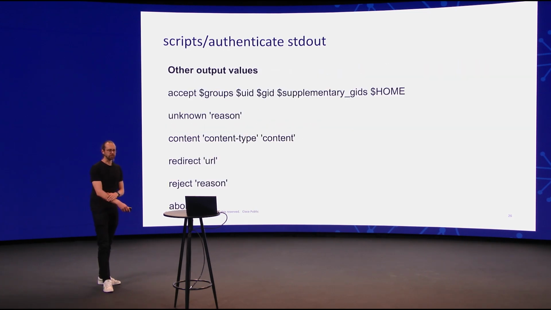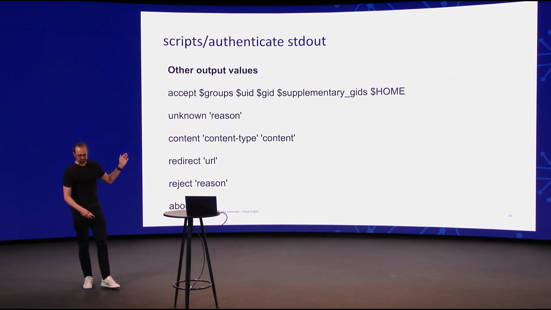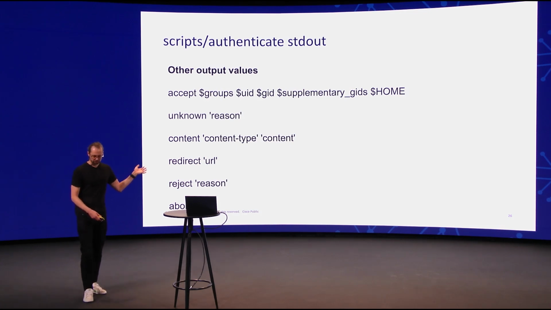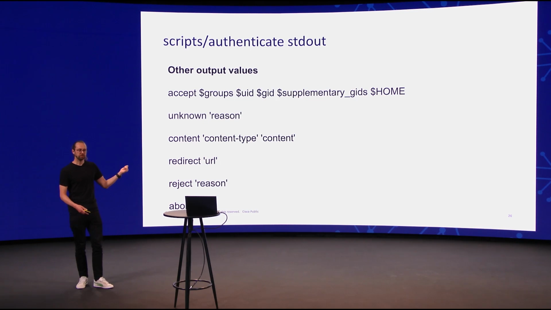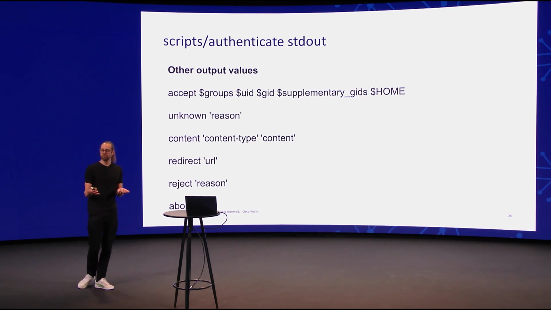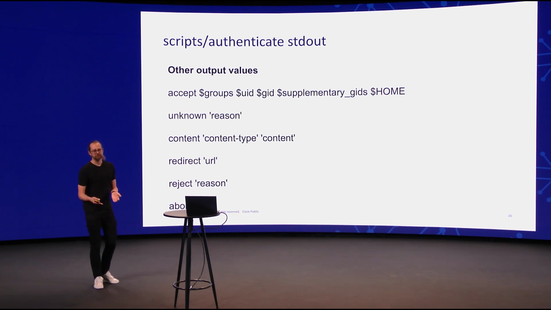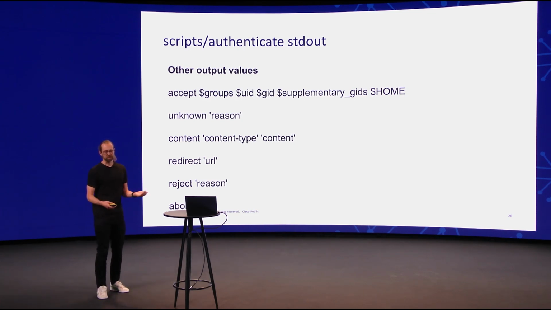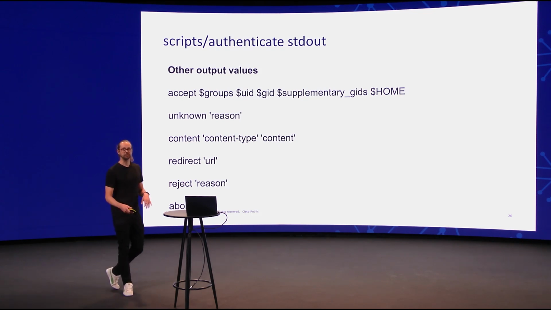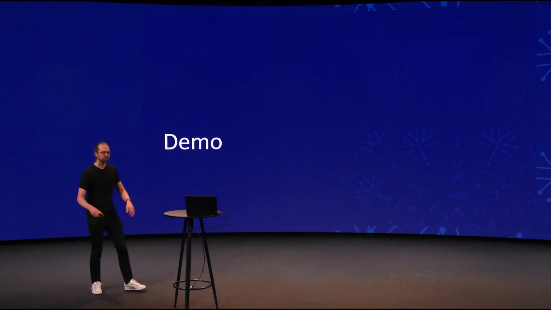Okay. And this is some more output, or API return codes that we can use, or return lines. So we can use the old external authentication call accept. Our package can say that I can't handle this input, so unknown and some reason. We can send back content to the northbound API that it relays to the user. We can send a redirect to some URL, and we can do a reject, which is denying the access, or abort, to just abort all further authentication attempts. Okay, so a demo.